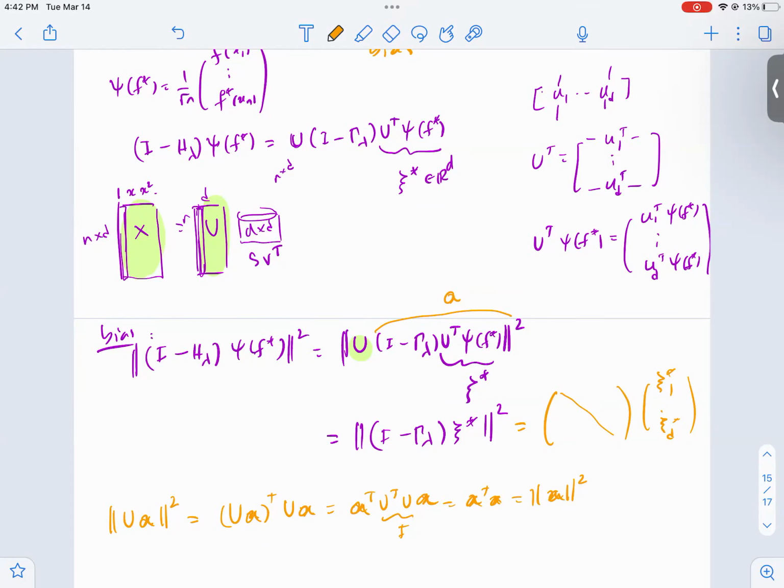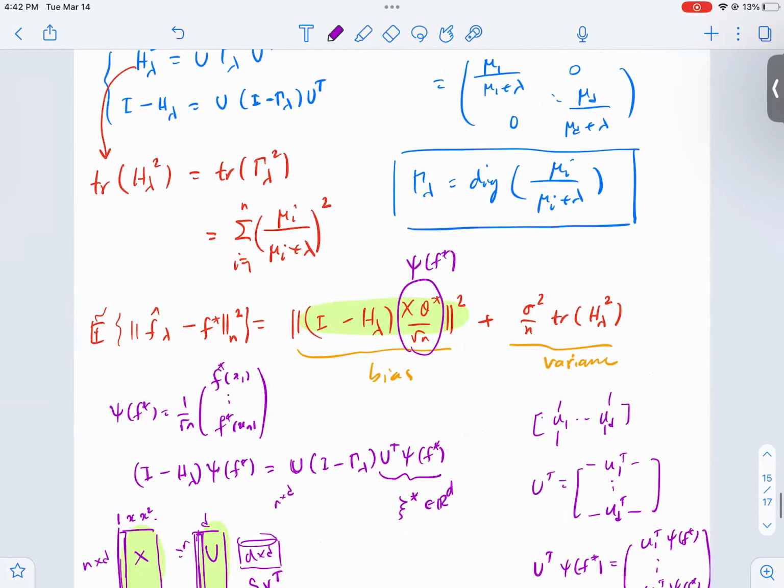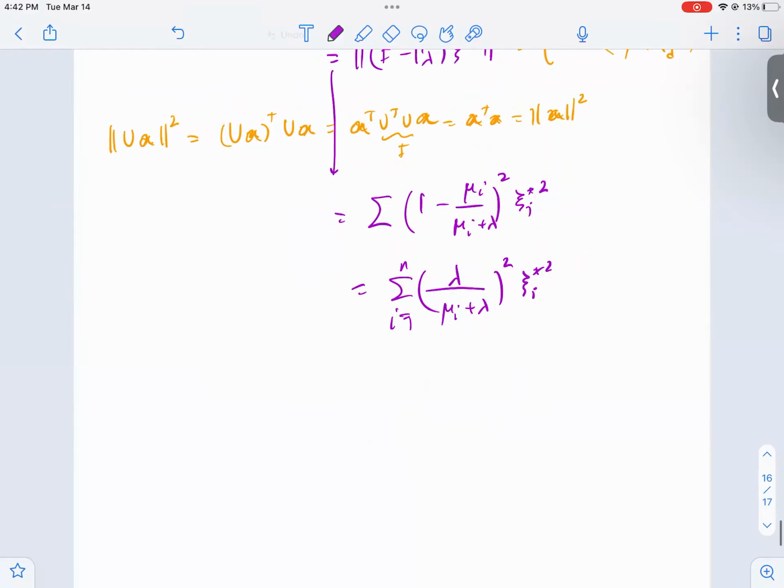So once the dust settles, it's easy for you to verify that this is going to be the summation of the entries, 1 minus mu i plus lambda. These are the elements of the diagonal matrix times Qc star squared. And this simplifies to the summation i from 1 to n of lambda divided by mu i plus lambda squared times c_i star squared. Okay, so that would be the final result. Unfortunately, it took us an entire day to arrive here, but that's the result.